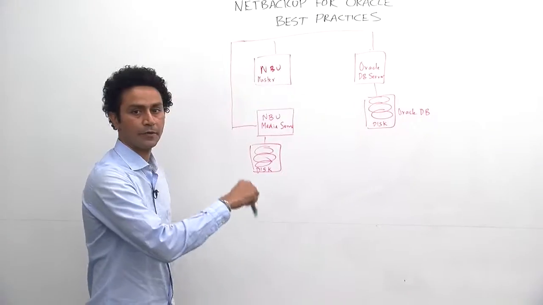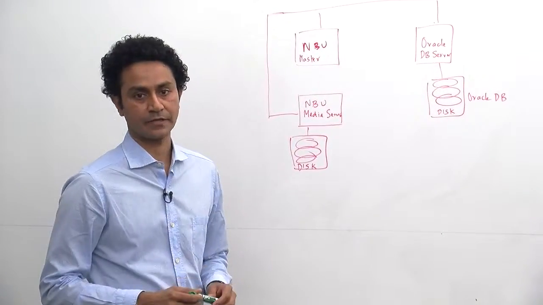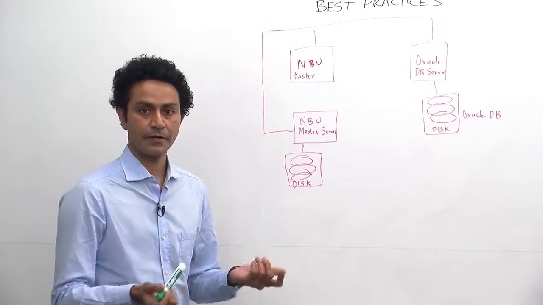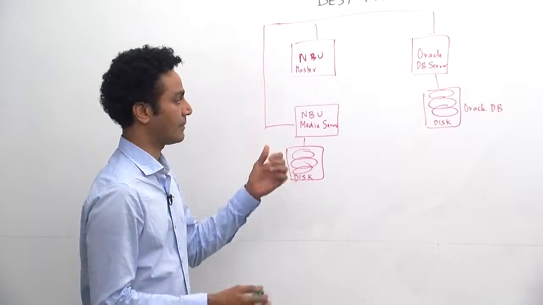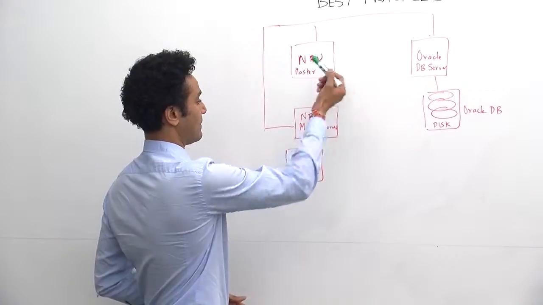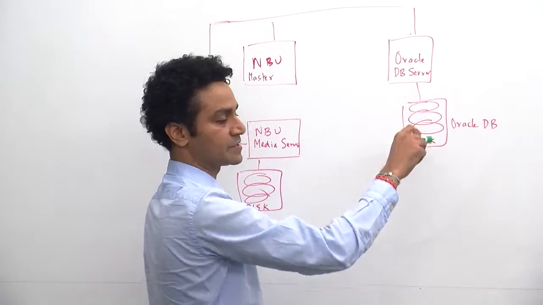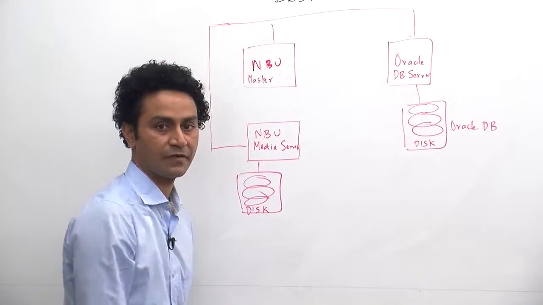I'm going to quickly go over the components involved with typical backup for Oracle protection, so as you protect the Oracle databases. As you probably already know, within a backup environment, you have a backup master server, which is this master server, and then you have a media server that has the disk or tape attached to it, and you have an Oracle database server that has the database running on top of it.